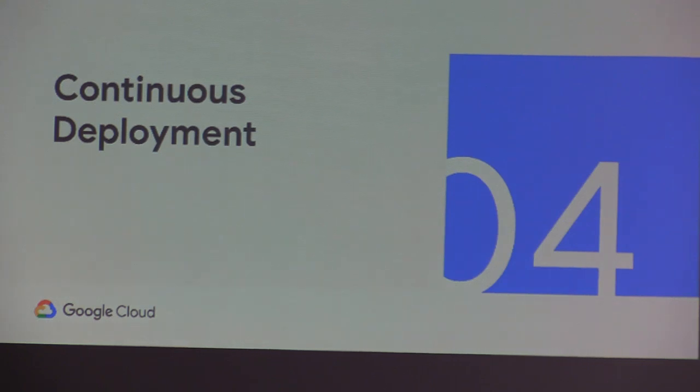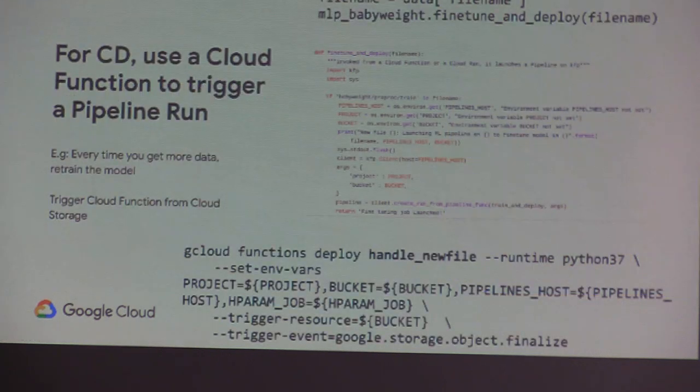You have more data, model drift, right? If there's new data, if the business environment has changed, those are the events that you're going to be looking for. So in this case, I'll just take one example. For continuous deployment, I'm going to look for new data. Whenever a new data file shows up, I'm going to relaunch the pipeline.